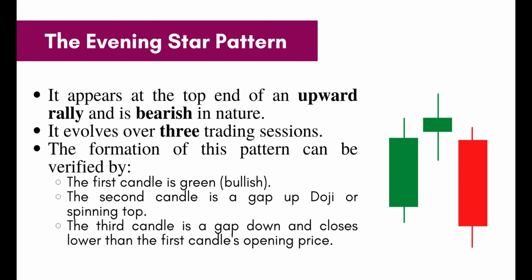The evening star is similar to the morning star but is just the opposite of it. It is a bearish pattern which appears at the top end of an upward rally. The appearance of this pattern can be verified by confirming these 3 candles together. The first factor is the appearance of the green candle on day 1, which confirms the bullishness in the market. On day 2, the bullishness in the market continues with the gap up opening, but so does the uncertainty, as the candle is a doji or a spinning top.